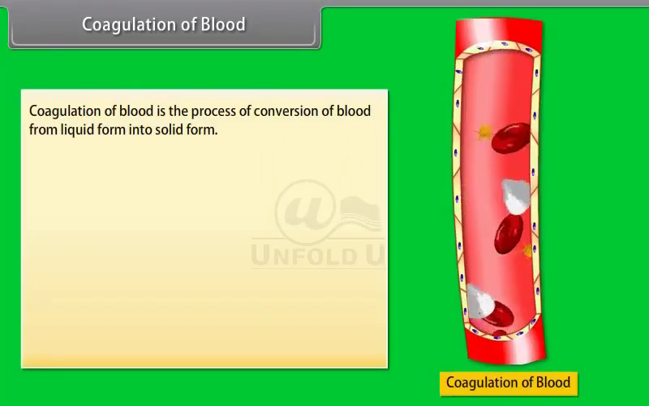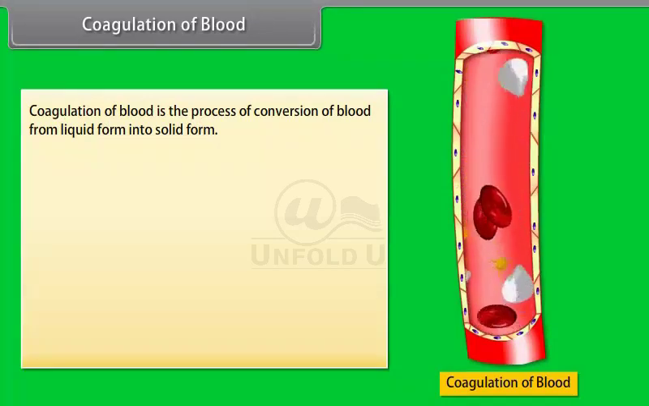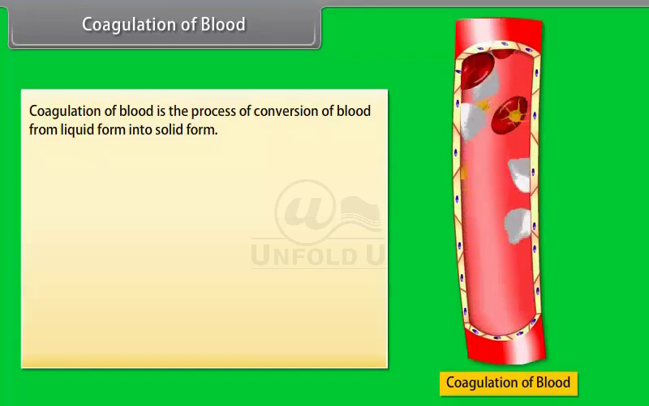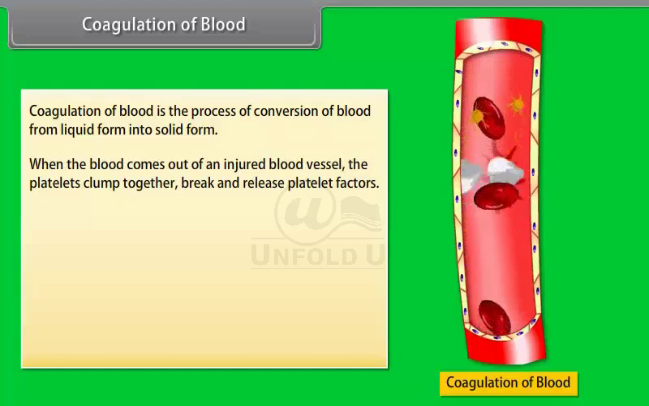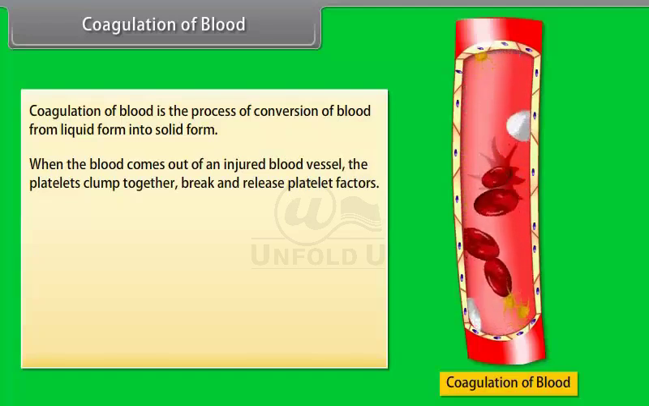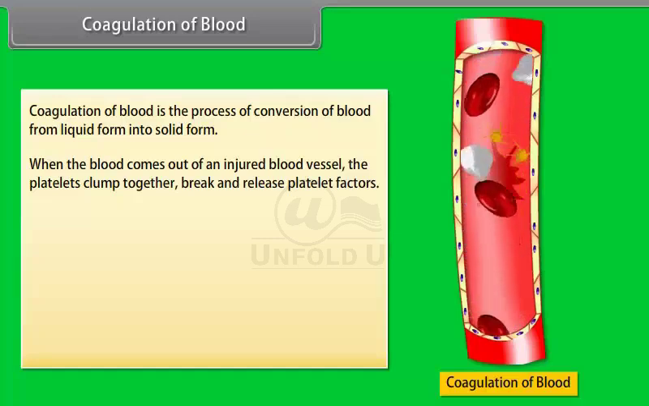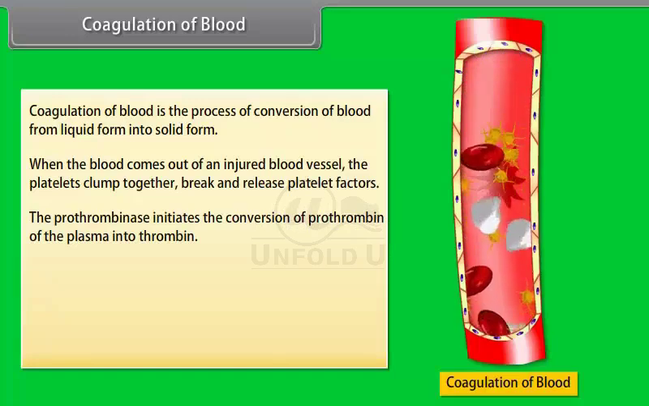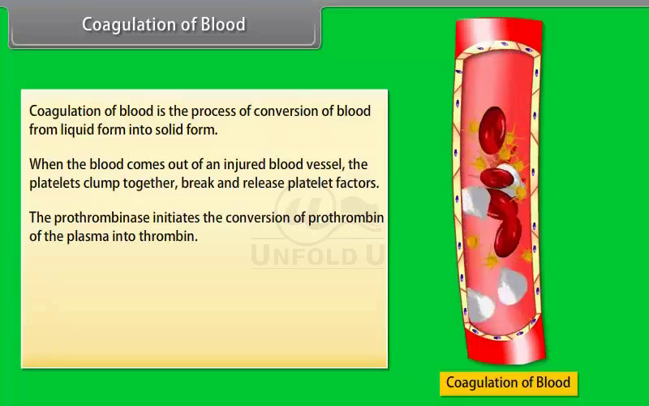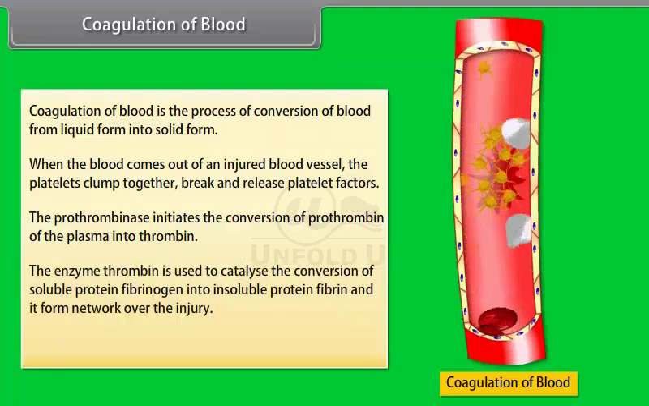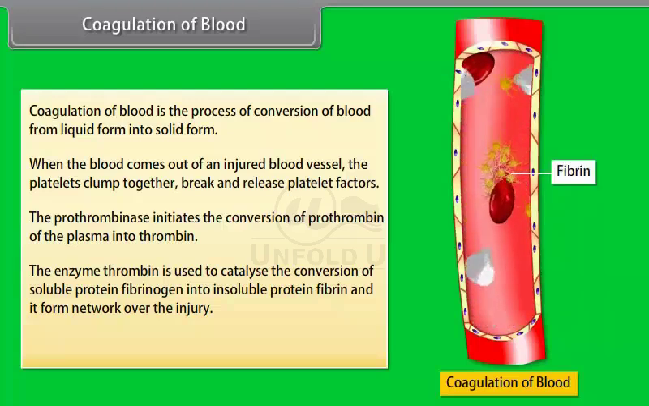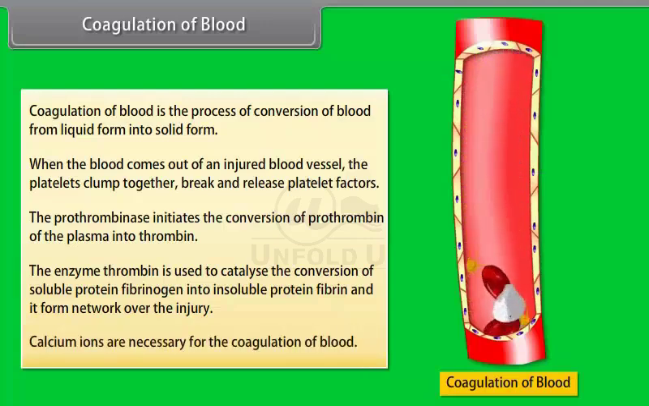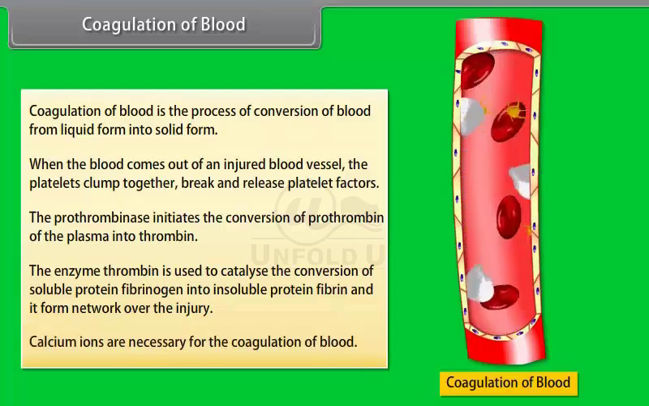Coagulation of blood. Coagulation of blood is the process of conversion of blood from liquid form into solid form. When the blood comes out of an injured blood vessel, the platelets clump together, break and release platelet factors. The prothrombinase initiates the conversion of prothrombin of the plasma into thrombin. The enzyme thrombin catalyzes the conversion of soluble protein fibrinogen into insoluble protein fibrin, and it forms a network over the injury. Calcium ions are necessary for the coagulation of blood.